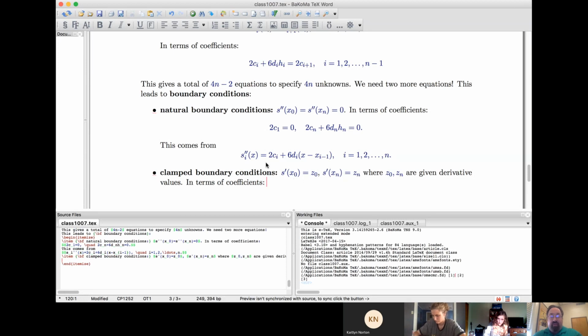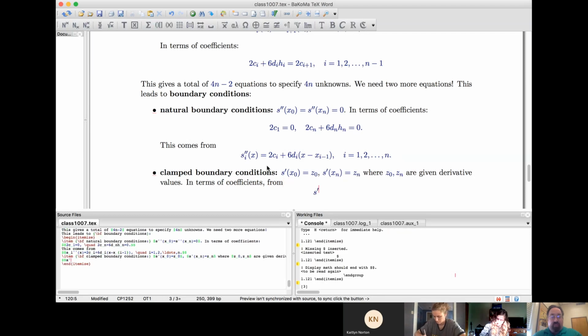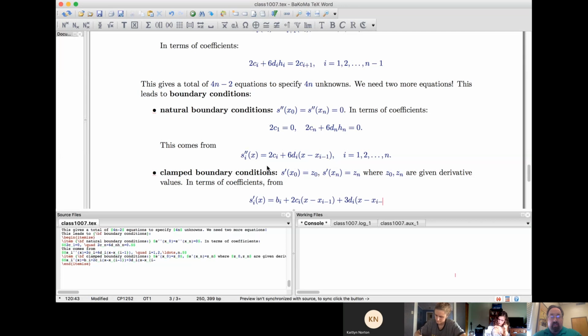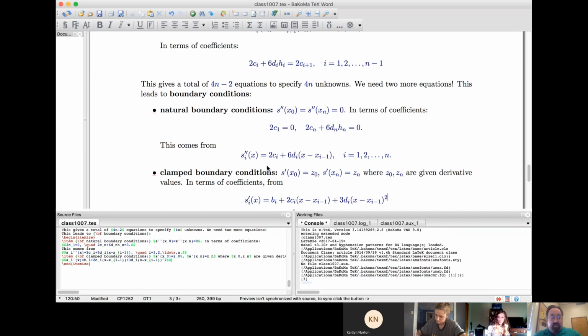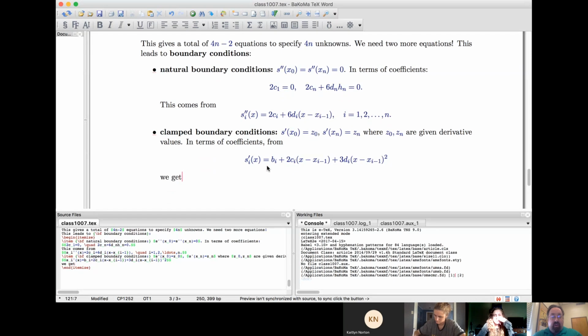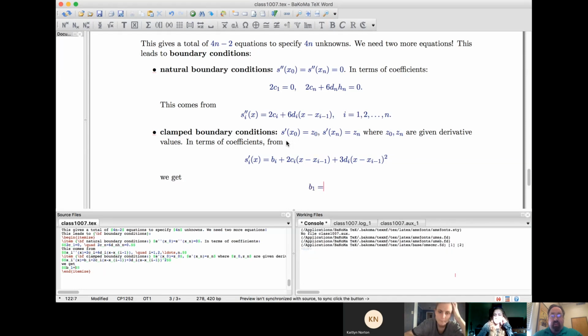All right, so I'll state this up front. I should have done this last time. s_i prime of x has this formula: bi plus 2ci times (x minus x_{i-1}) plus 3di times (x minus x_{i-1}) squared. So if I take i equal 1 and plug in x equal to x naught, these 2 terms go away. So we get b1 is equal to z naught.